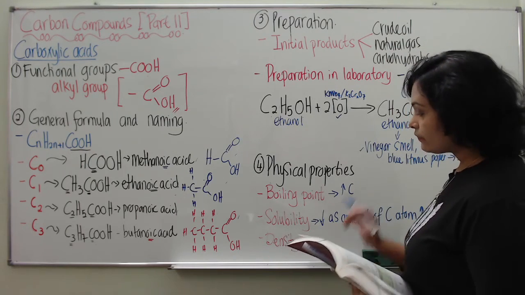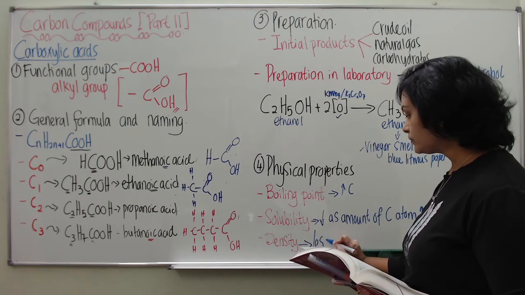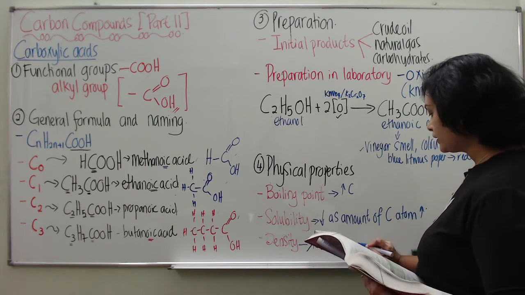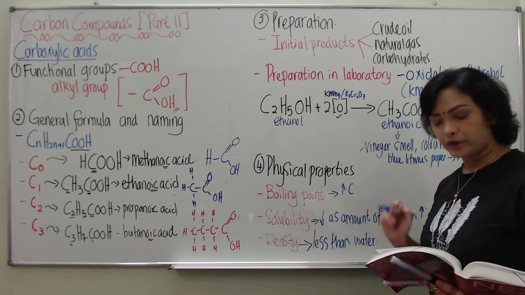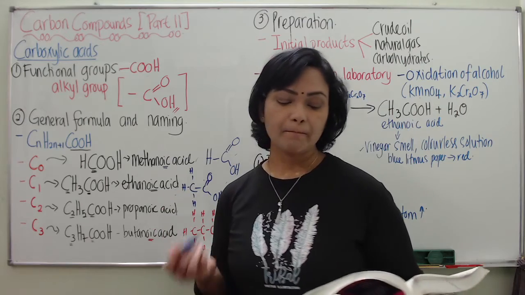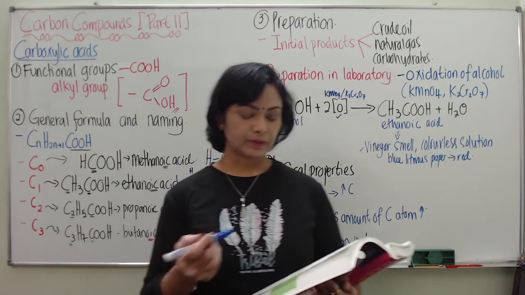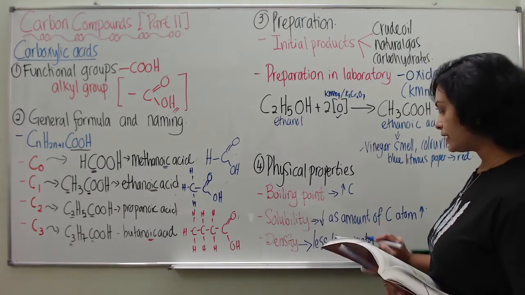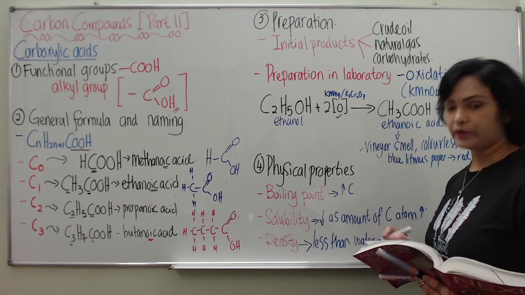Now let's go to density. So we can say that the density of carboxylic acid is less than water, so they are prone to float on water. Why? Because the density is less than 1 gram per cm cubed. So that's the reason why we can say that the density of carboxylic acid is lesser than water.